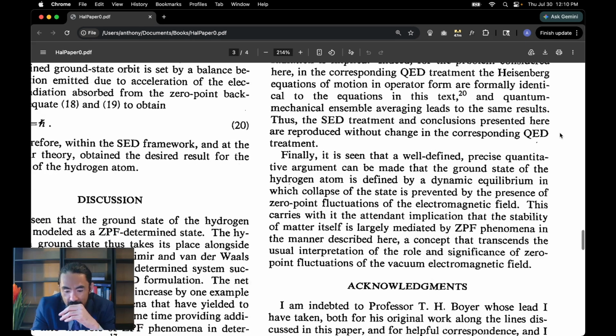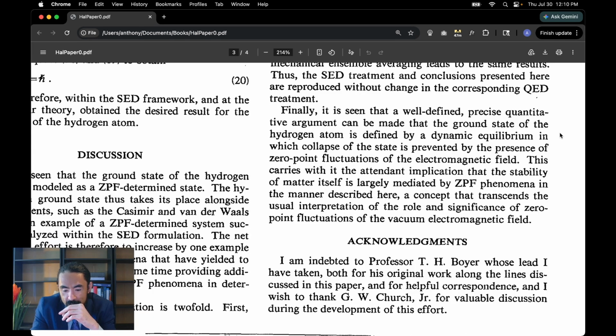So big implications. Acknowledgements: Puthoff is indebted to Professor Timothy Boyer, City College of New York, whose lead Puthoff has taken, both for his original work along the lines discussed in this paper and for helpful correspondence. Puthoff also wishes to thank G.W. Church Jr. for valuable discussion during the development of this effort.